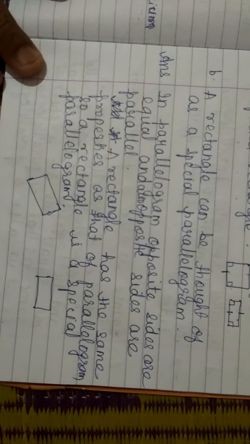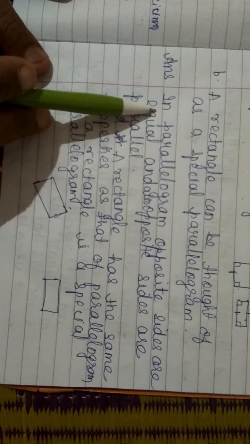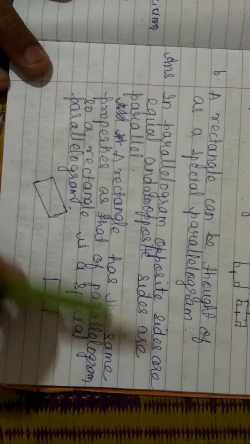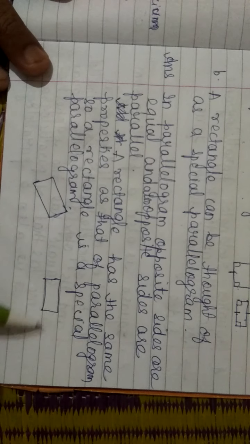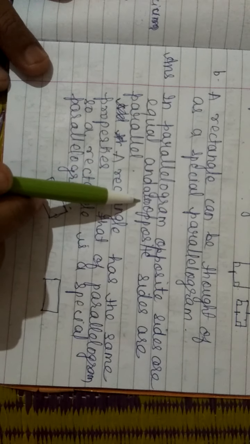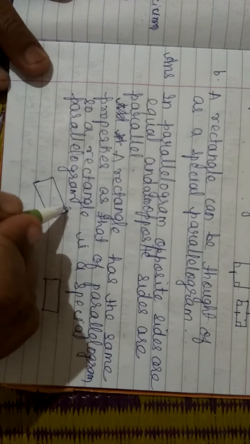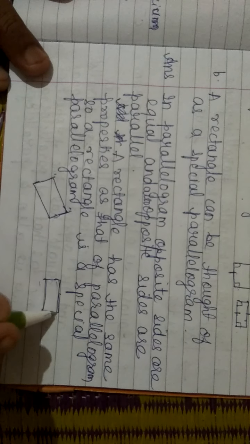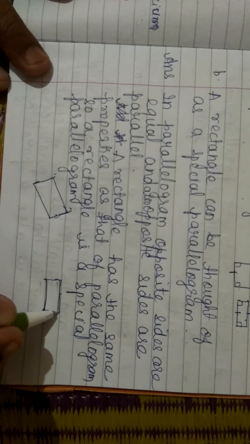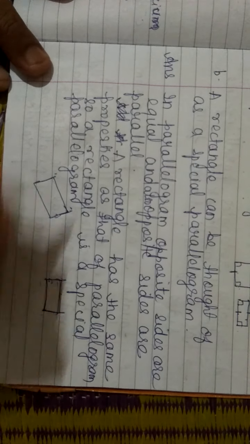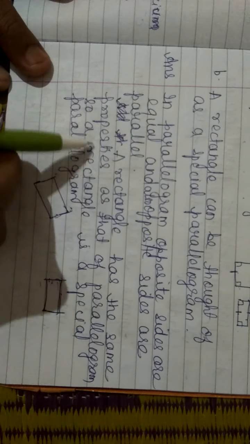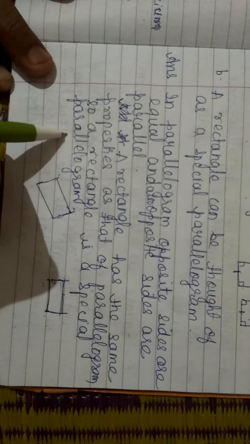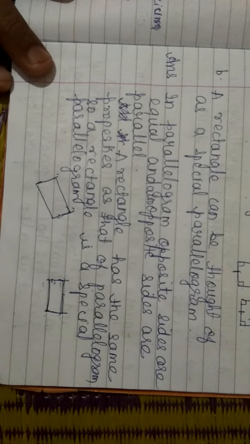Now, children, see. In first properties of parallelogram, opposite sides are equal. So in rectangle also opposite sides are equal. And also opposite sides are parallel. Here these two are parallel. So in this also these opposite sides are parallel. See, this is parallel to this. And this is parallel to this. So a rectangle has the same properties as that of parallelogram. So a rectangle is a special parallelogram.